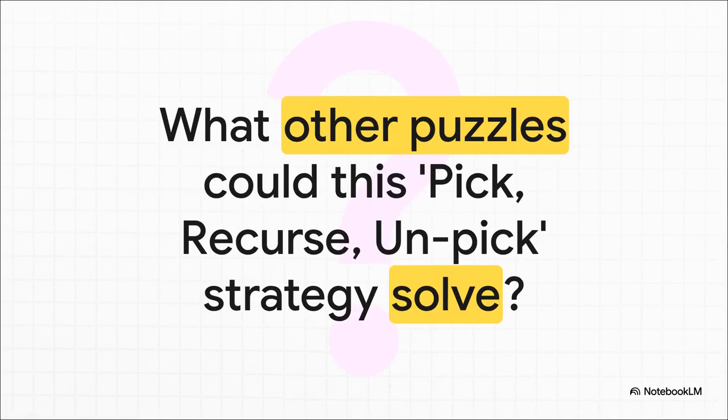This pick, recurse, unpick pattern is ridiculously powerful. Now that you've seen how it just demolishes the permutation problem, start thinking about where else you could use it. Puzzles like solving a Sudoku, generating all the combinations of a team, or finding a path through a maze. They all use this exact same fundamental logic. The puzzle might change, but that core strategy stays the same.